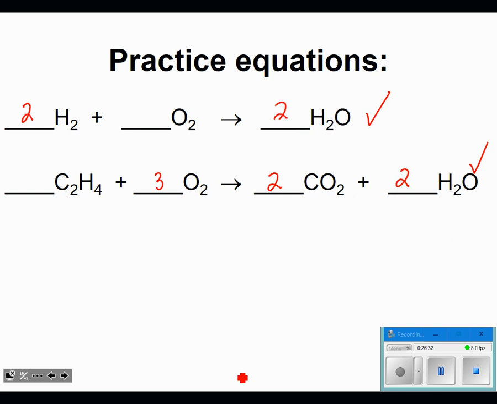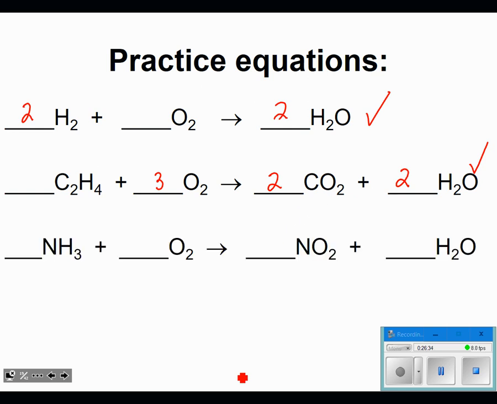All right. My next one, I have NH3 plus O2 yields NO2 plus H2O. So I have N, H, and O, which is N1 H3 O2. Then I have N and H and O. And I have 1 N, I have 2 H's, and I have 3 O's.